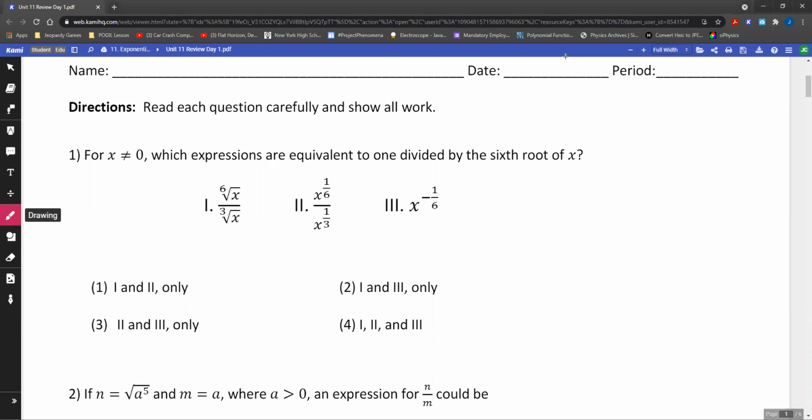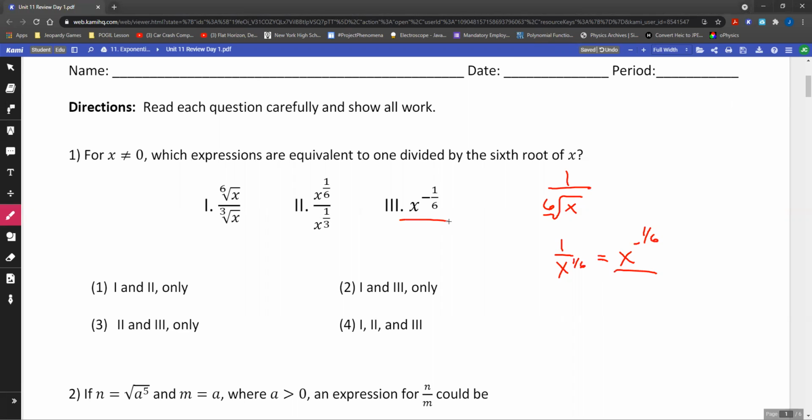All right, so for this first one, they want to know which one is equivalent to 1 divided by the 6th root of x. So if I rewrite this, this is equivalent to writing it as 1 over x to the 1/6, which is also equal to x to the negative 1/6. Remember, when there's a negative in the exponent, that just means moving it into the denominator or flipping sides on the fraction. So we're looking to see which one of these three is equivalent to this.